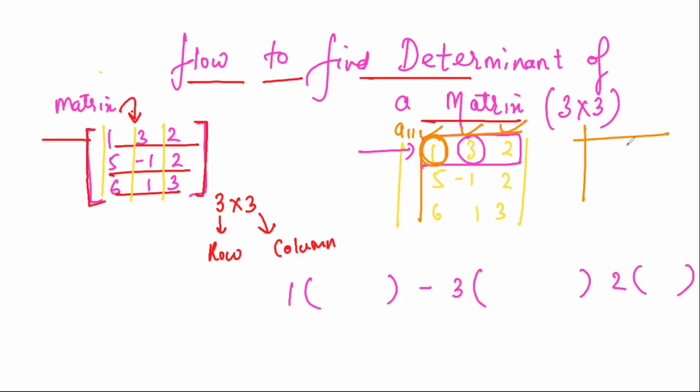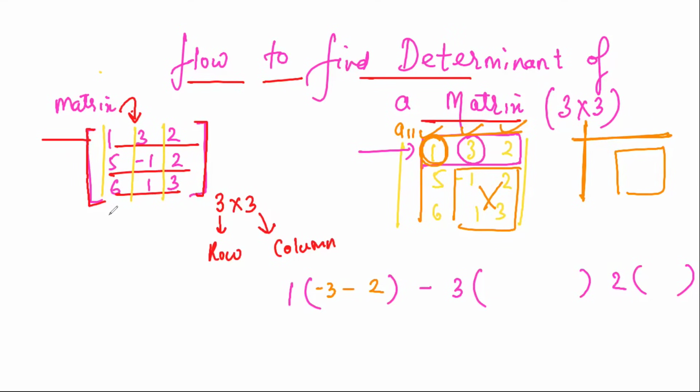What we have to do is leave the first row and first column numbers and all the others are left. So this is left, and we have to cross multiply. So 3 multiply minus 1 is minus 3. 1 multiply 2 is 2. And there is a negative sign of the formula, right?